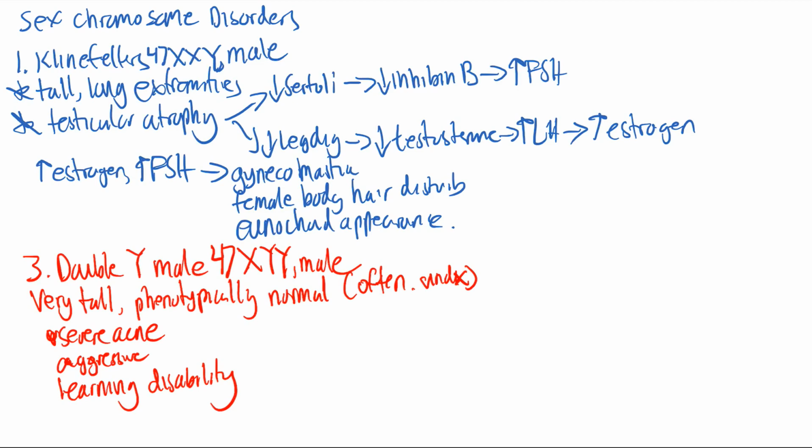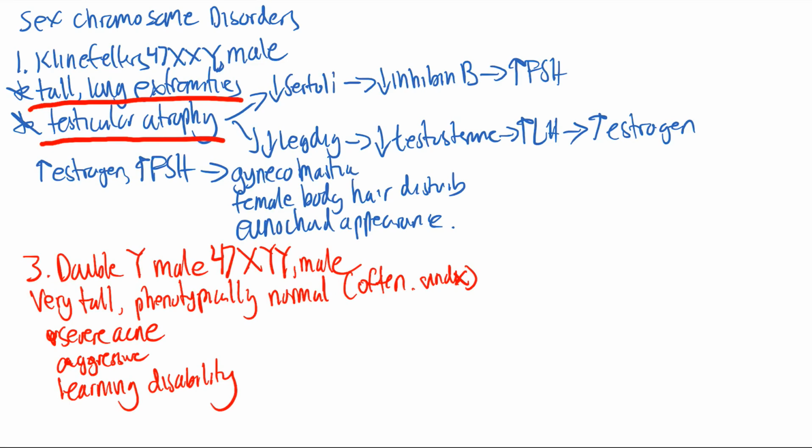So there's 3 sex chromosomal disorders that we just covered. It's Klinefelter syndrome, which kind of makes sense. Remember the key findings were the tall, long extremities. This is a summary, by the way. And then the other thing is testicular atrophy. And then we can get everything else from the testicular atrophy. They just get a feminine type body.